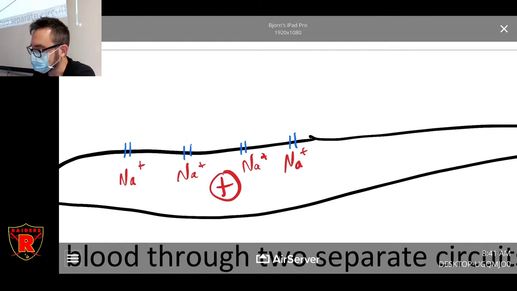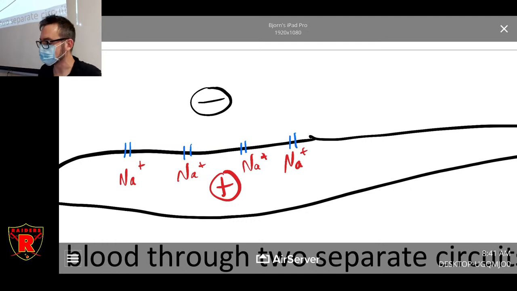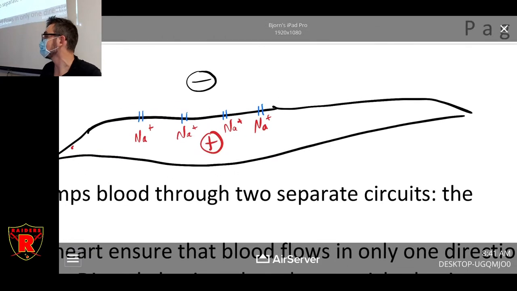And there's also going to be a net charge on the outside of the cell, which is what? If it's net positive inside, what's the relative charge on the outside going to be? Negative. Okay, you guys know this, you're just being quiet. Okay, cool. So we've got positive on the inside and negative on the outside. That's an electrical charge, okay? We've actually created a static electrical charge over this cell.